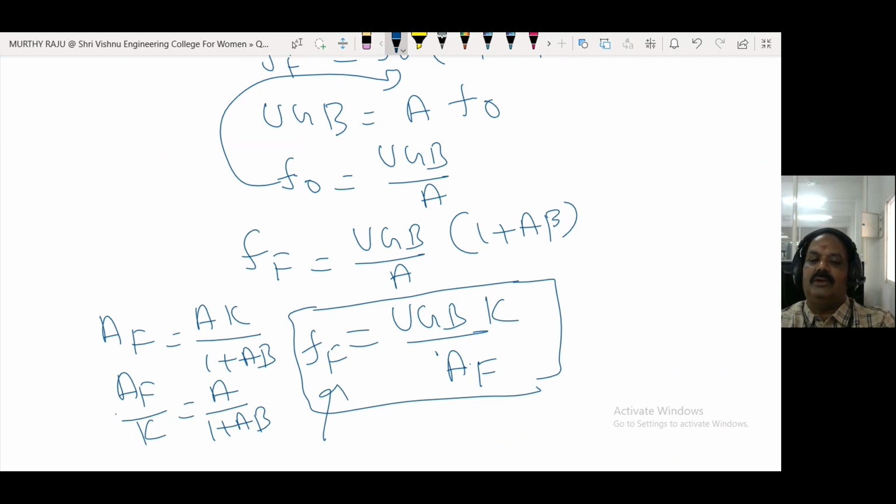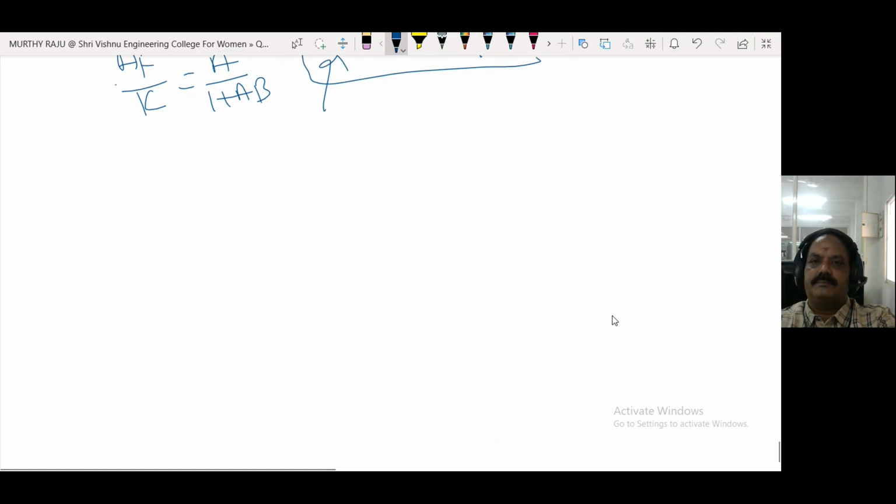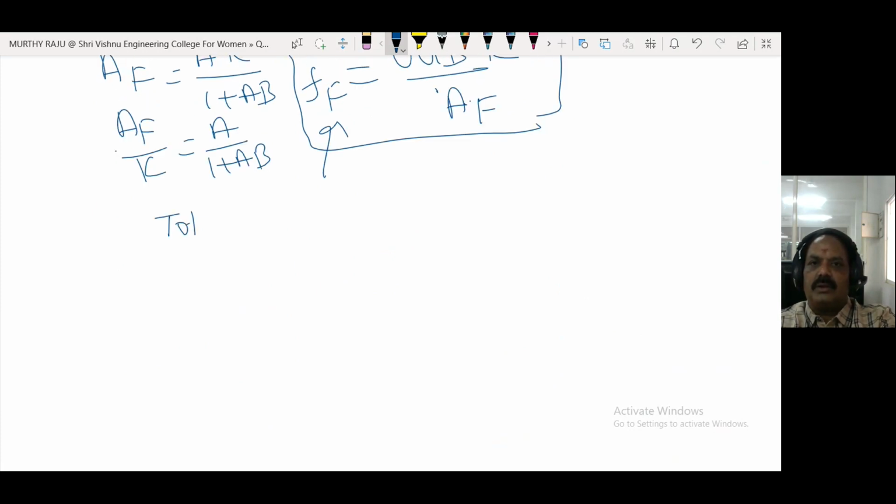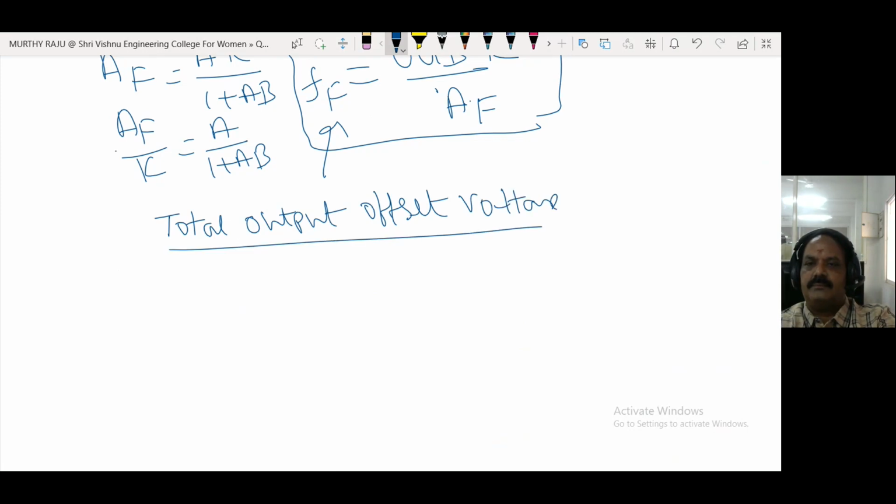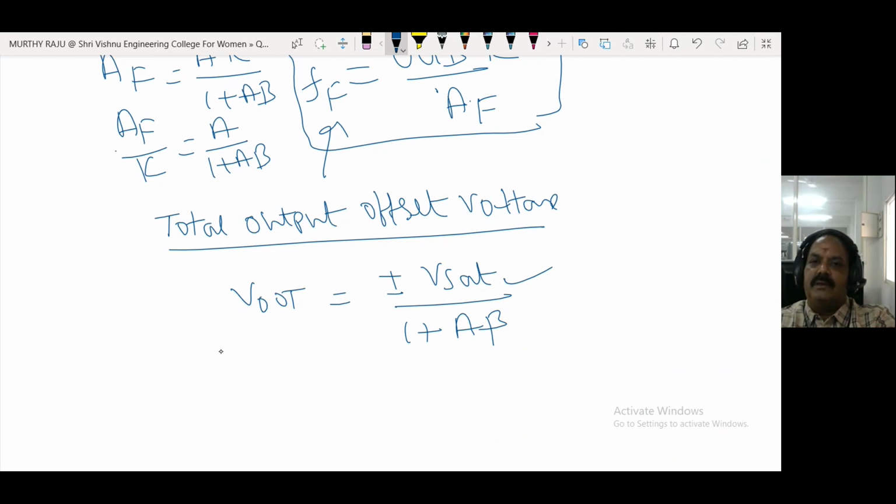Next, the last one is the total output offset voltage. The total output offset voltage is given by VOOT is equal to plus or minus V saturation by 1 plus A beta. The plus or minus V saturation is the output offset voltage without feedback. The total output offset voltage with feedback is given by plus or minus V saturation by 1 plus A beta. Under open loop condition, there is no feedback.